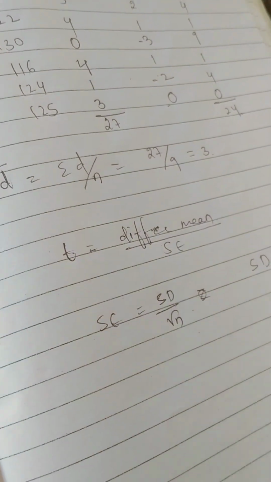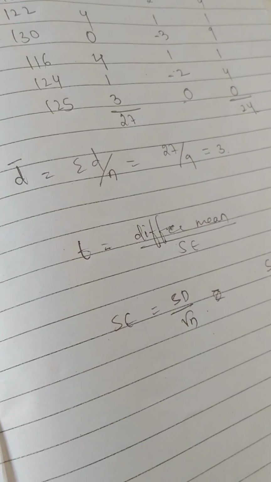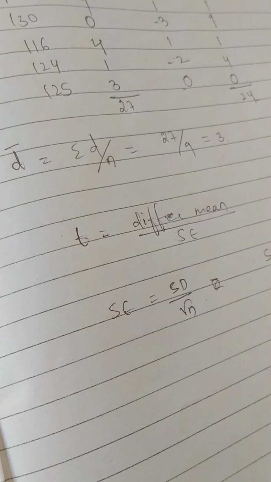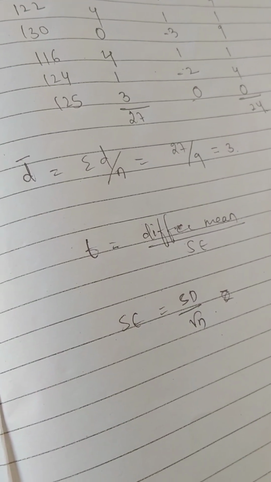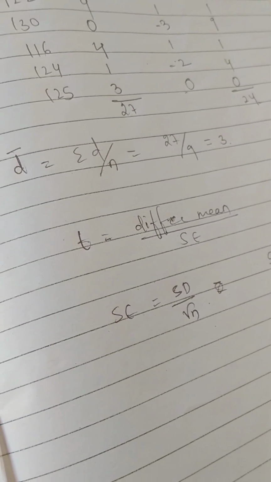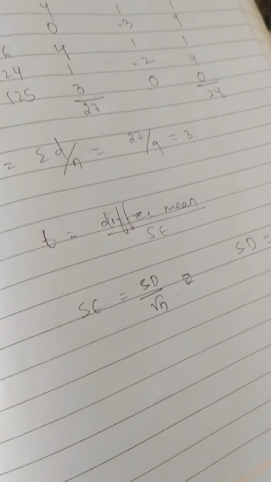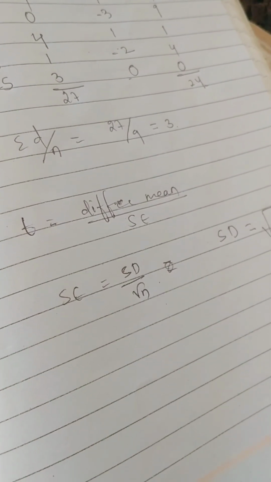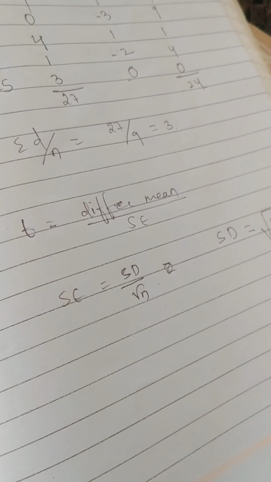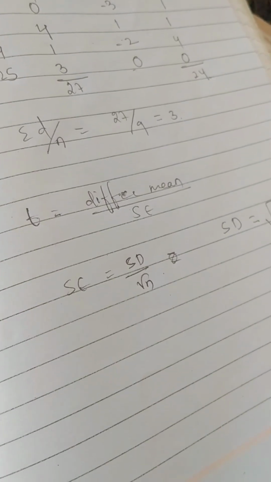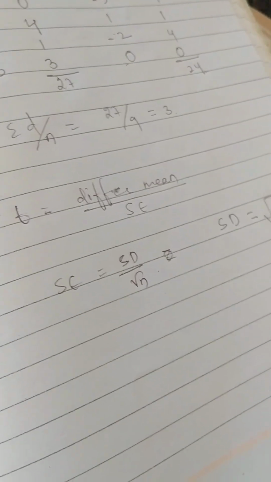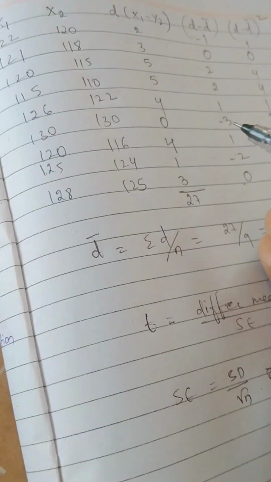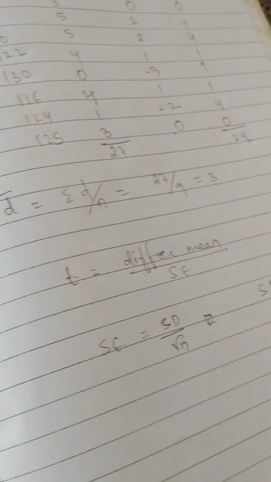So before that we missed one step. For every calculation we need to frame a hypothesis. So we need to frame an H naught, that is the null hypothesis. The null hypothesis says that there is no significant difference between BP before and after administration of medication. So this is our null hypothesis. Following framing the null hypothesis, we go for this part of the calculation.